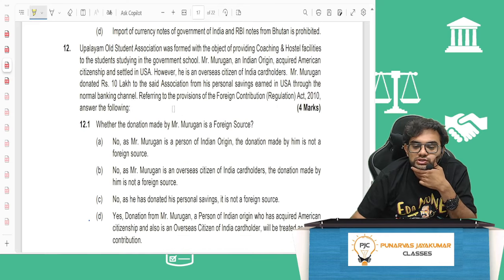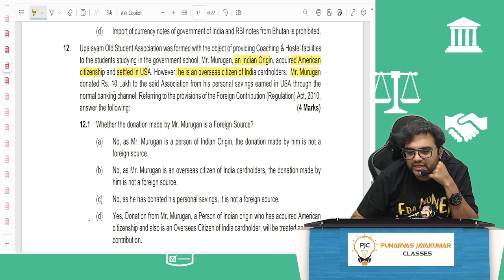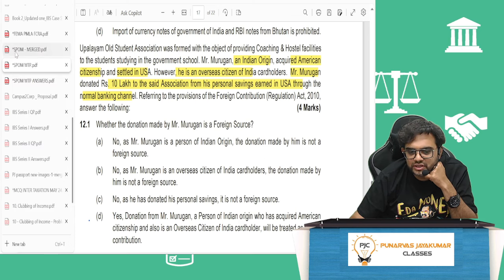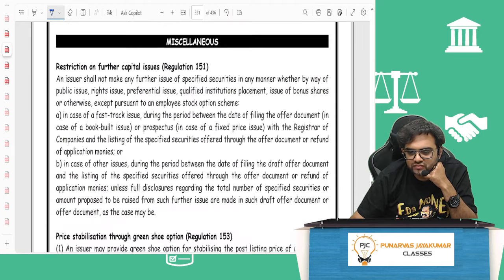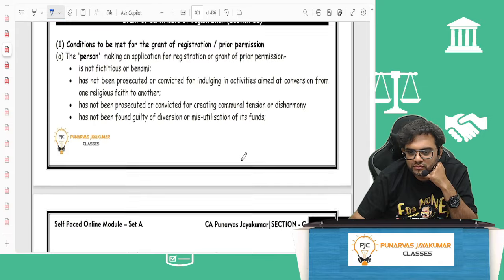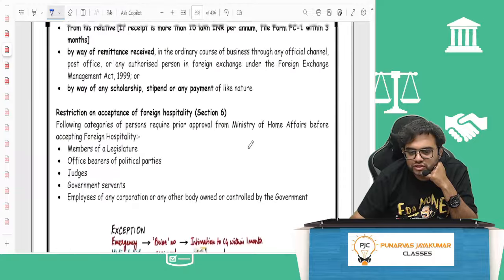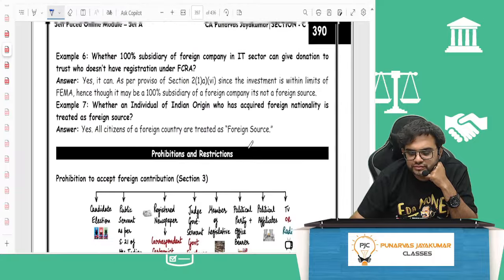Upalayam Old Student Association had, as one of its objects, coaching and hostel facility to students in the government school. Mr. Murugan, Indian origin, acquired American citizenship and settled in the US. However, he is an overseas citizen of India cardholder. Mr. Murugan donated 10 lakh to the said association from his personal savings through normal banking channel. Referring to provisions of FCRA. So now they asked a question on the Foreign Contribution Regulation Act. Is he a foreign source, and is it a foreign contribution?